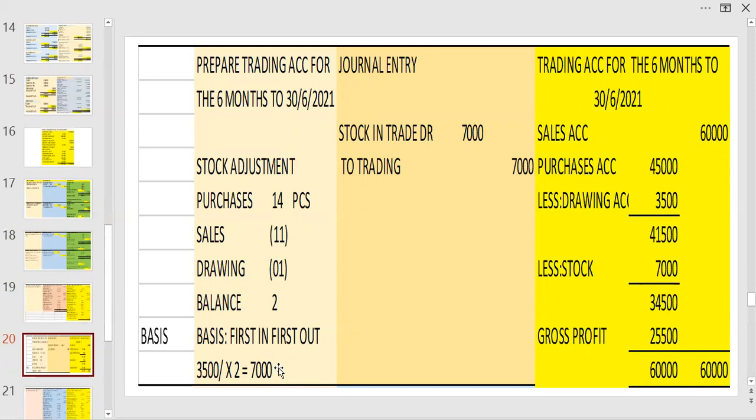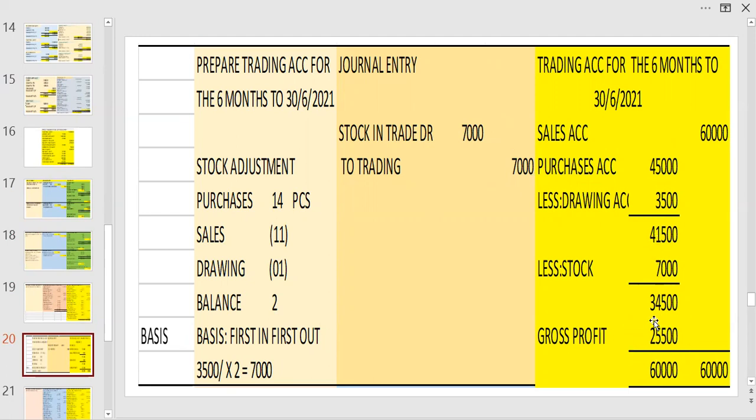The latter purchases remain. We have to pass a journal entry: stock in trade debit 7,000, which is an asset account, to trading 7,000. Now you look at the trading account. Sales account is shown, purchases account is shown, stock is shown. So the difference is gross profit.